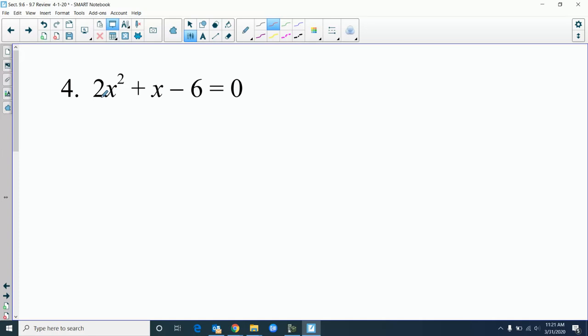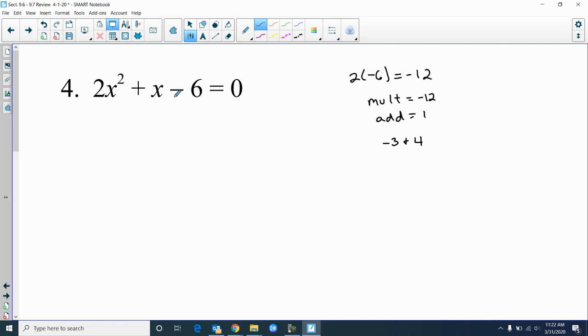We have to take the first number, which is a 2, and the last number, and multiply them together. 2 times negative 6 is negative 12. Now I need to find two numbers that multiply to get negative 12, and they still add together to get the middle number, which is in this case a 1. All right, what multiplies to get negative 12 and adds to get 1? One has to be negative and one has to be positive. The bigger number has to be positive. Negative 3 is one number and the other number is 4.